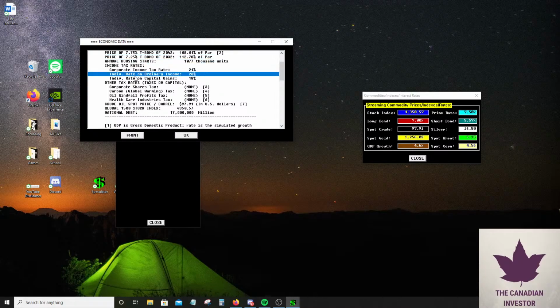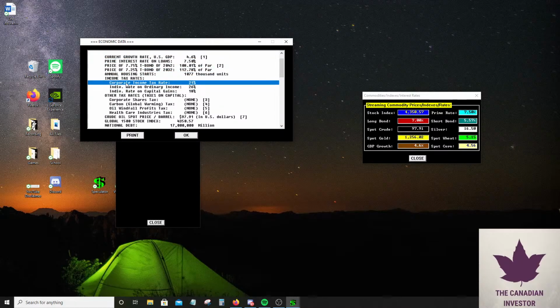But we can also see tax rates. This is where we're going to be referring to a lot in this series because I put it on a difficulty 2. So the tax rate on corporations is 21%. Not going to be very relevant for us. The individual tax rate on ordinary income is 26%, and capital gains is taxed at 18%. So in this case, what we want to do is buy bonds.